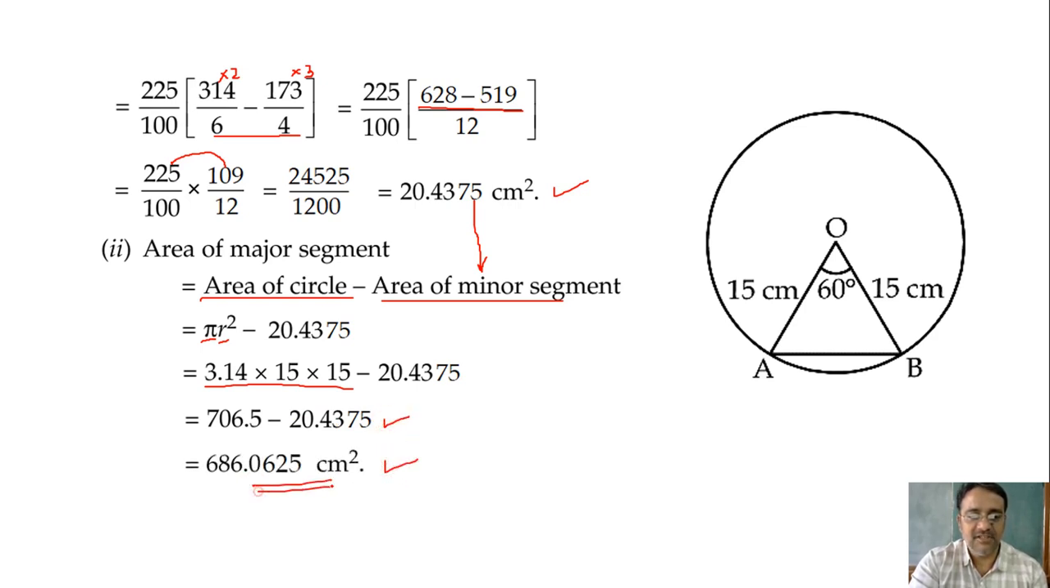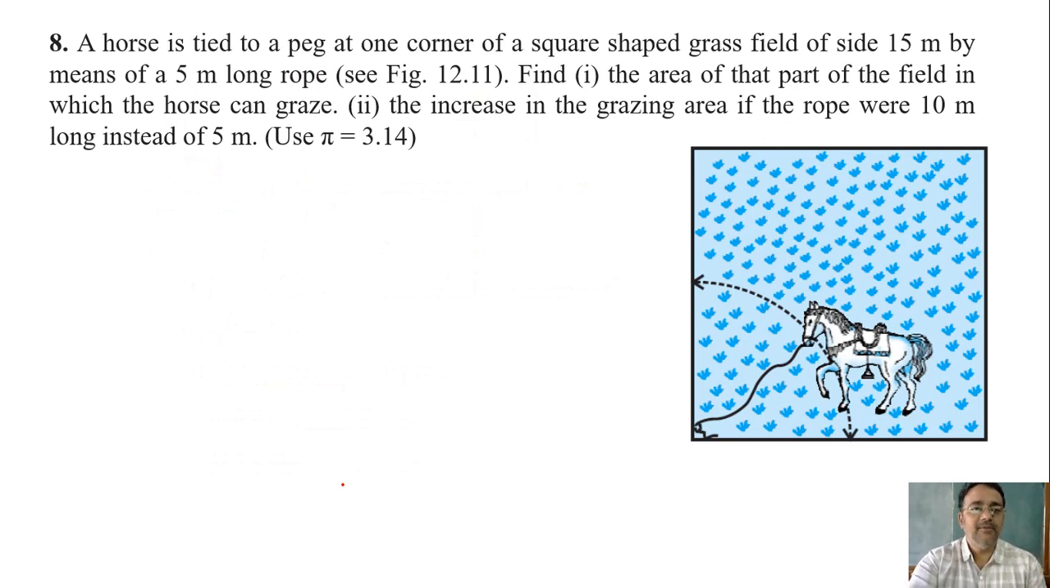So थोड़ा सा calculation है यहाँ पर. Any doubt in this one? Okay. So now we'll move towards question number 8. A horse is tied to a peg at one corner of a square shaped grass field of side 15 meter by means of a 5 meter long rope.